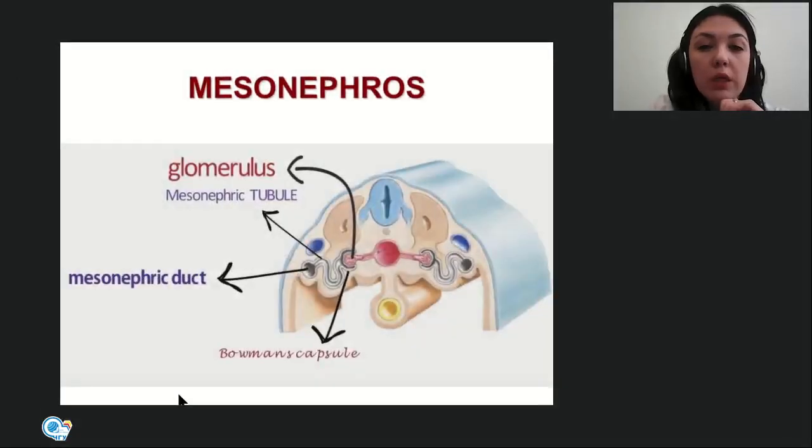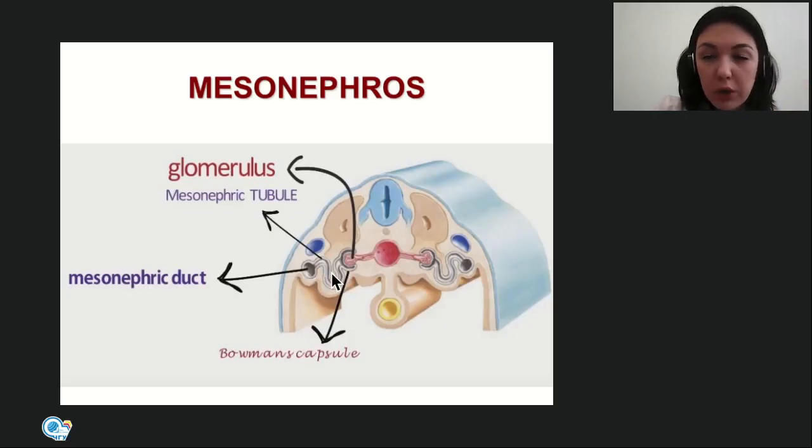The structure of mesonephros is very close to the structure of the morphofunctional unit of the kidney. So we can see there is the aorta, the main vessel that brings arterial blood, and some arteries which arise from the aorta. At the lateral end, they are divided and form the glomerulus. And Bowman's capsule surrounds this glomerulus, and Bowman's capsule continues to the mesonephric tubule.